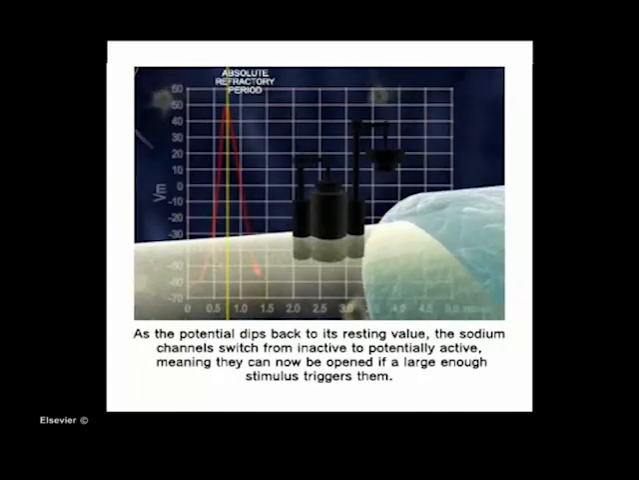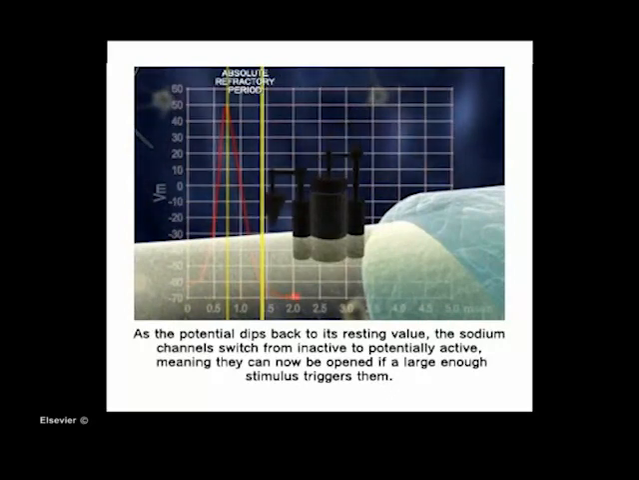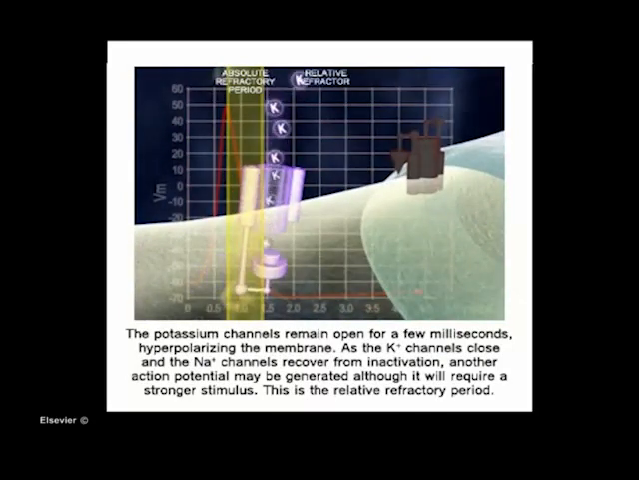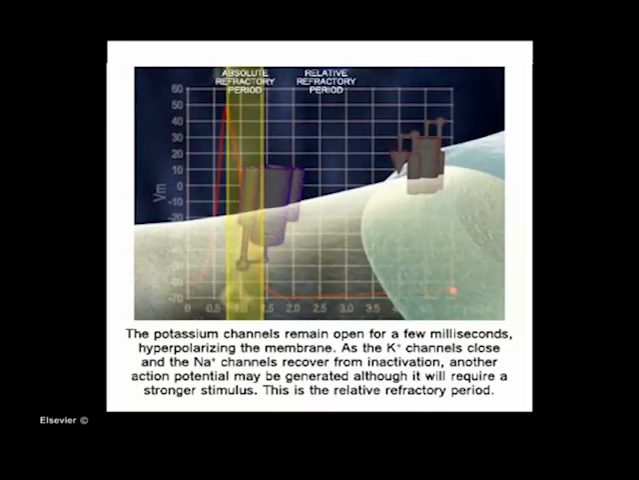As the potential dips back to its resting value, the sodium channels switch from inactive to potentially active, meaning they can now be opened if a large enough stimulus triggers them. The cell is in its relative refractory period while the potassium channels remain open and the cell is hyperpolarized. Another action potential may be generated, but it will require a stronger trigger stimulus than the first.